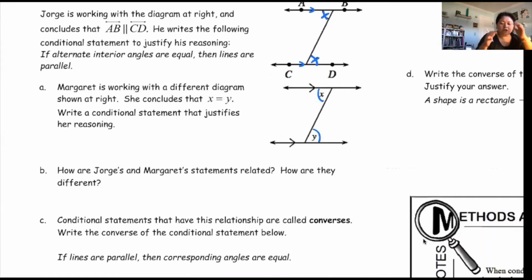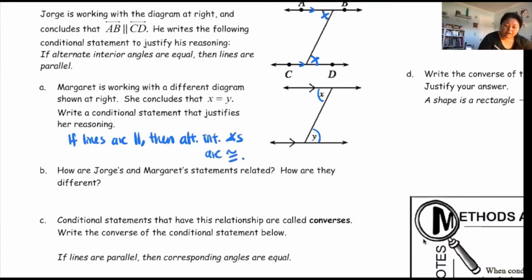So she looks at it and sees, oh, I see parallel lines and these are congruent. So this is going back to what we learned back then. This is her reasoning. She's saying, if the lines are parallel, then the alternate interior angles are congruent. This is what we learned, right? So how are George's and Margaret's statements related? How are they different? So again, see how George's starts with alternate interior angles and then they're parallel. And then Margaret says if they're parallel, then they're congruent. So they are exact opposites of each other.